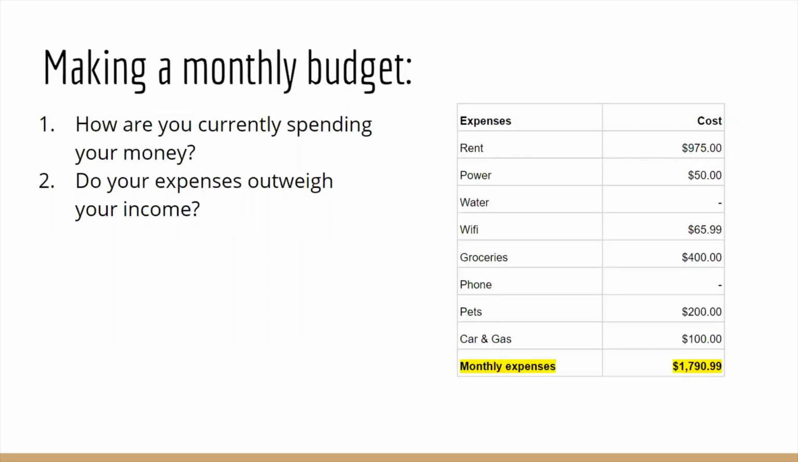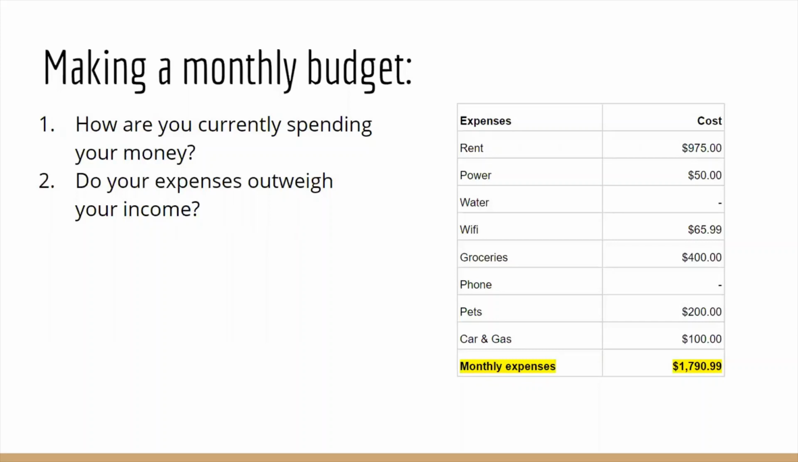The next line item is pets. I have to feed my dog and my cat monthly, as well as provide them with other supplies each month, such as medicine and litter. So I budget a line for them. I keep it a pretty high estimate. That way I have that money set aside for them.